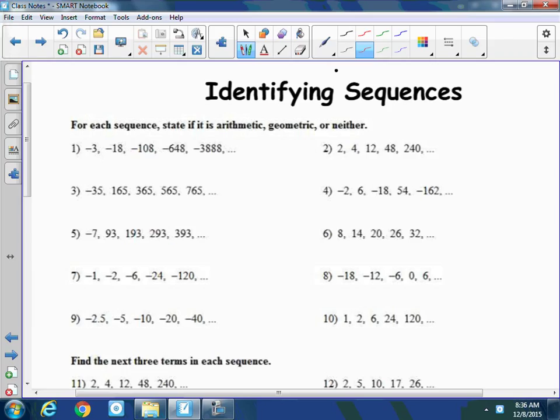And let's figure out if it's arithmetic, number one, or if it's geometric. So to figure out if it's arithmetic, you gotta do what? You gotta find a common difference. You gotta find B. B is the common difference.